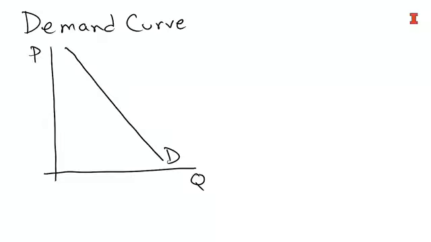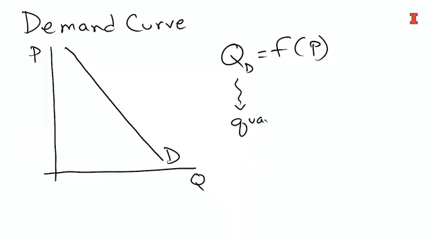And we can say that quantity demanded is some function of the price. So again, Q is quantity, P is price, and F is just some functional operator that translates price into different levels of quantity demanded that consumers wish to purchase.